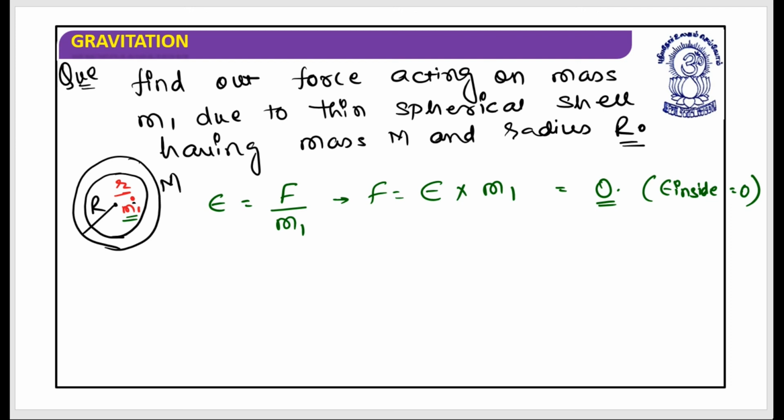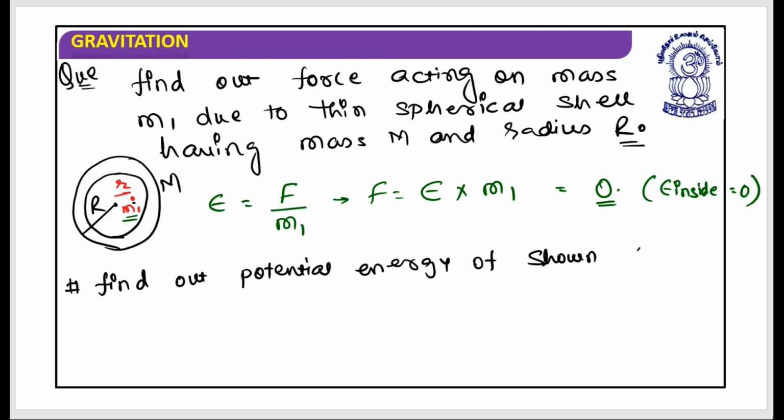Great. Shall I add something? You have been asked to find out the potential energy of the shown system. You need to write down the potential energy. I understand that potential energy U can be written as V multiplied by m1.